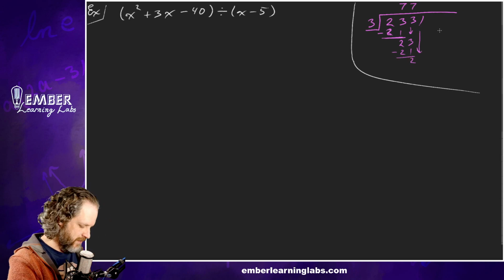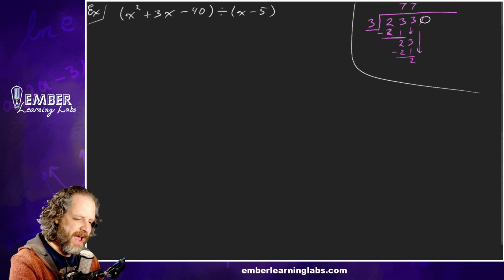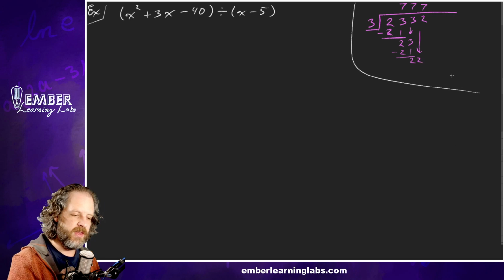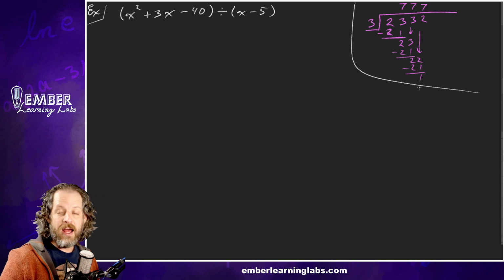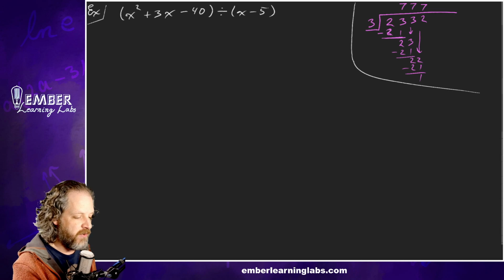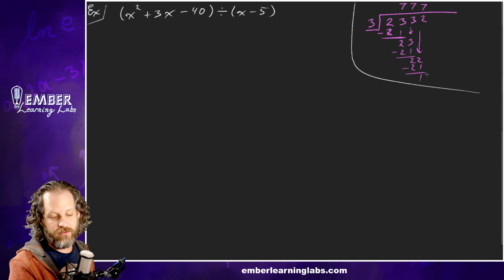Oh, dang it. I want this to have a remainder over here, so let's make this a 2. Sounds good. Bring down a 2. 3 goes into 22 7 times. Not a fun number. 21. Now we've got a remainder of 1. The last thing I want to talk about that's going to transfer over to this example is, this will be 777 remainder 1.